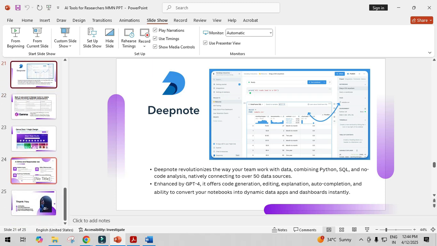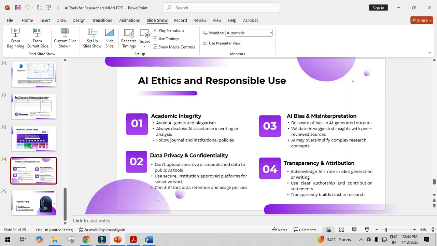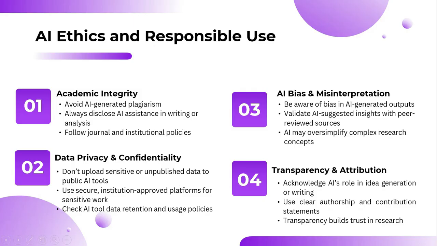If this has created some value, let me just be coming to the conclusion slide by explaining related to AI ethics and responsible usage again. I insist you follow all this, follow academic integrity, avoid plagiarism, even if it is AI generated. Always disclose AI assistant in writing and analysis, follow journal and institutional policies.